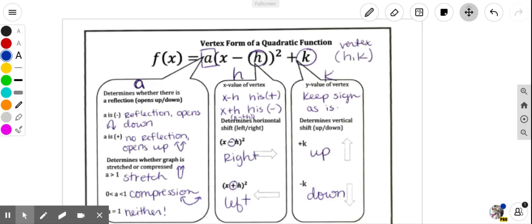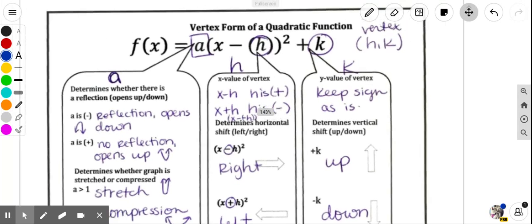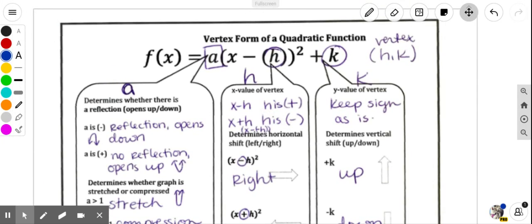Hi everyone. So I'm just going to go over a little bit more with vertex form and just refresh your memory on what we did last week.